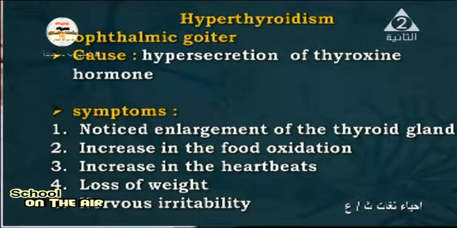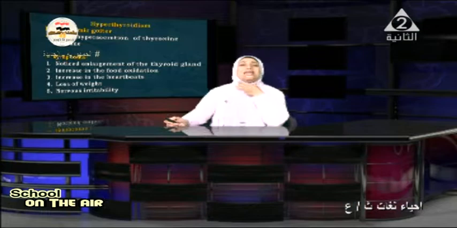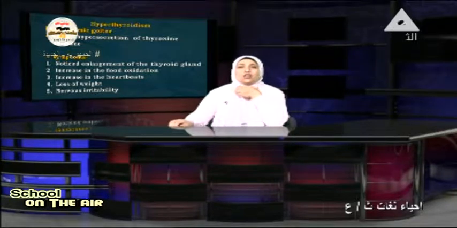What is hyperthyroidism? Hyperthyroidism means hypersecretion of thyroxine. The hypersecretion of thyroxine hormone leads to exophthalmic goiter. What are the symptoms of this hypersecretion? Symptoms like enlargement of the thyroid gland, meaning the area of the neck becomes enlarged due to enlargement of the thyroid gland, and this leads to exophthalmic goiter. Exophthalmic goiter means the eyes bulge out and there is swelling of the eyes.